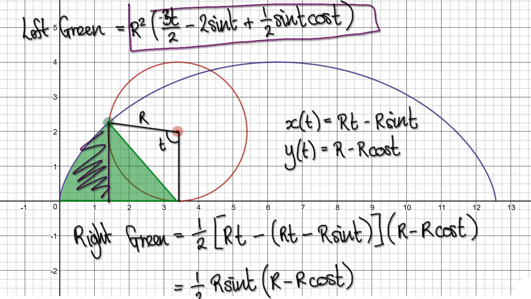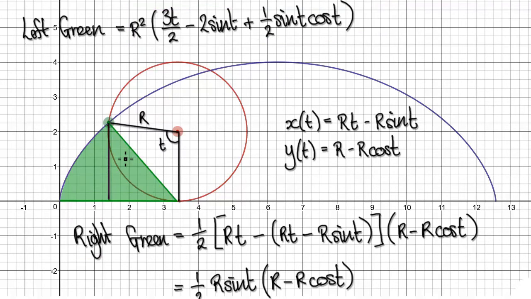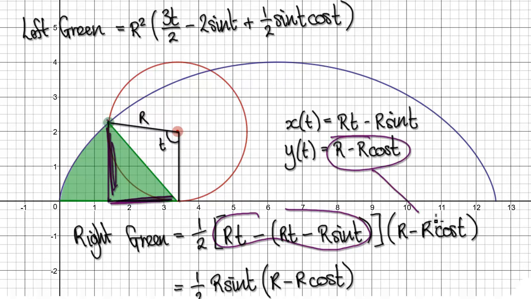So now we need to consider the triangle here. The area of the right green, which is this area here, is going to be: the base here is given by this whole thing here, and the height is given by this thing here. This is the height. So that would be this.